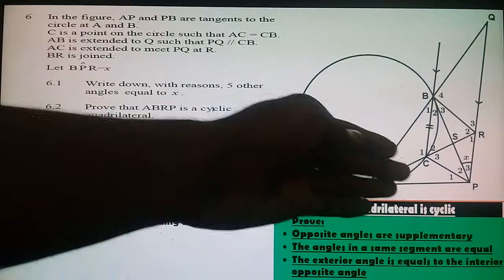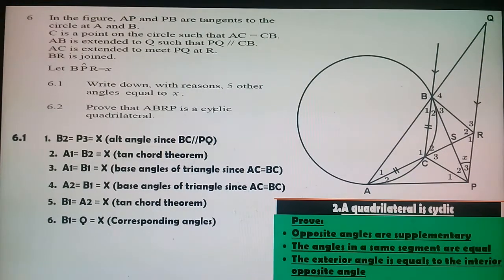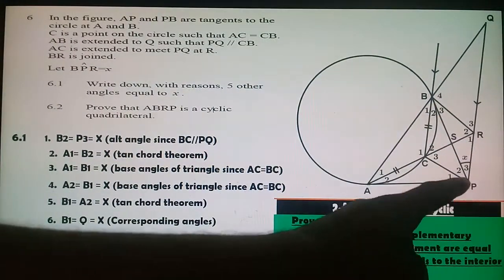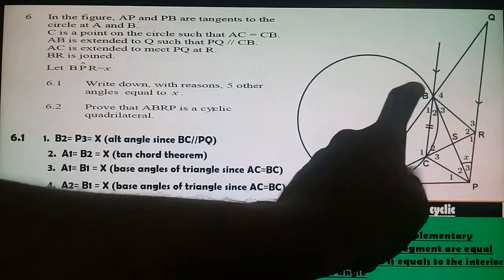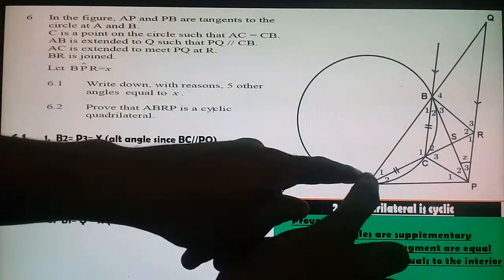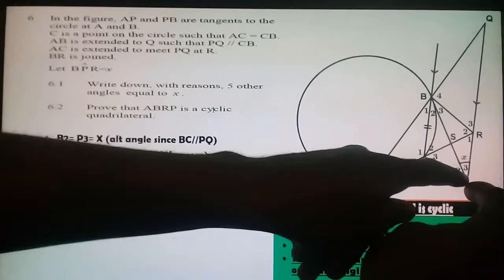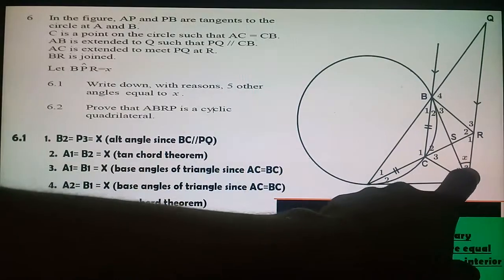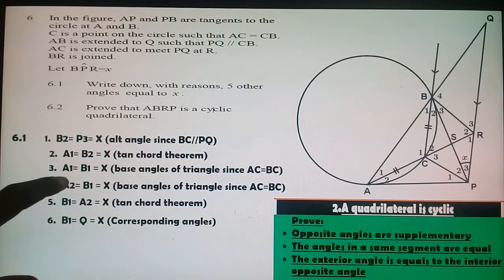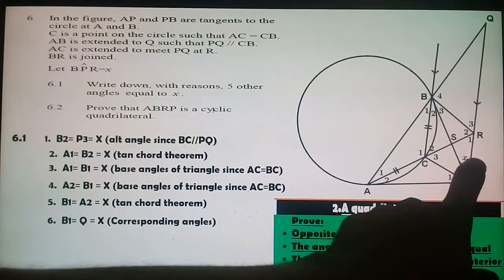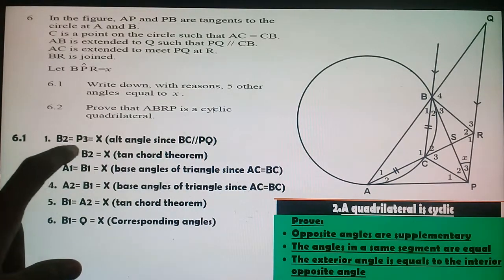Here now, let's look at this one. Can you see the quadrilateral A, B, R, P? Can you see that BR subtends which angle? BR subtends angle A1 and also the angle at P. We know the angle at P equals X. And A1 equals what? A1 equals P1 equals X. And P3 equals P2 equals X.